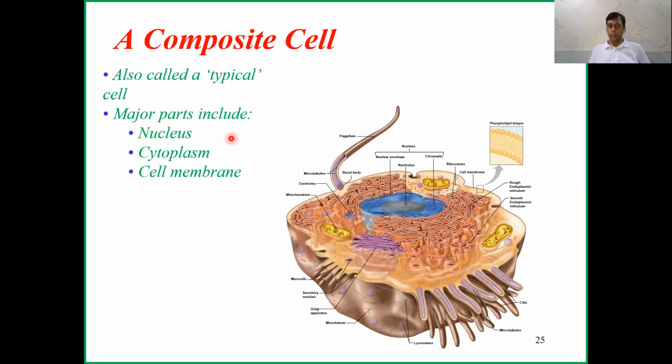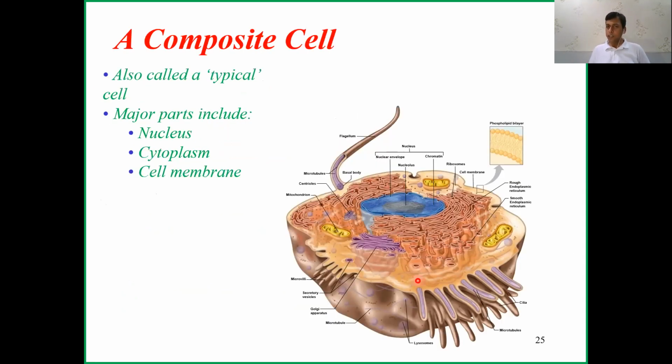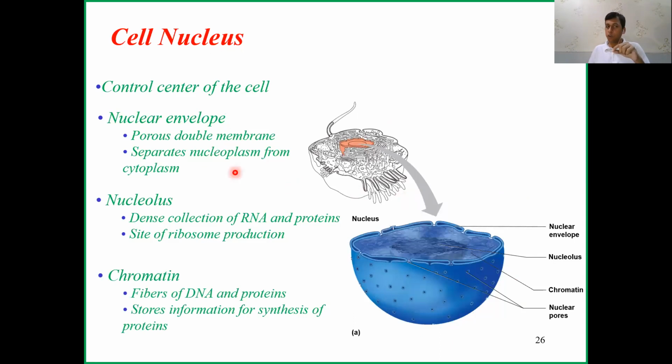So we'll discuss a little bit about the nucleus. This is the control center of the cell, this nucleus. And again, in the nucleus, there is a nuclear envelope. There is a boundary also, and it is a porous double membrane, which separates the nucleoplasm from the cytoplasm. The cytoplasm is the fluid inside the cell membrane, and there is some fluid also in the nucleus, and that is called nucleoplasm. And this envelope separates the nucleoplasm from the cytoplasm.